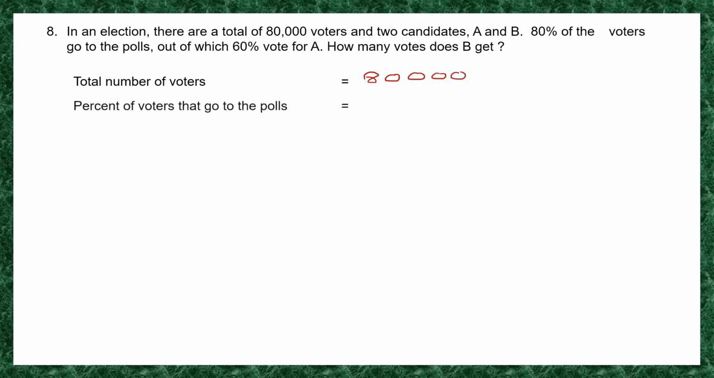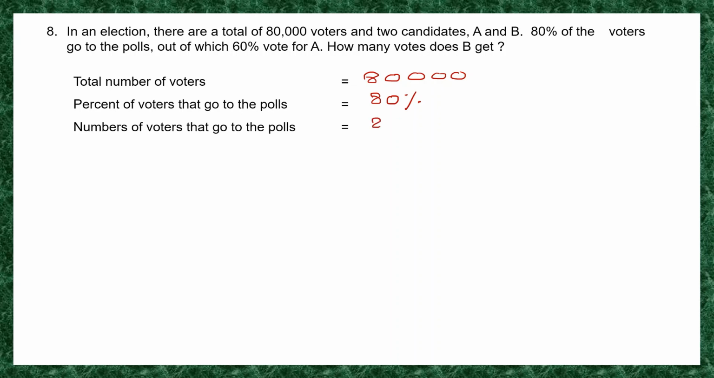Then, percent of voters that go to the polls. Though there are 80,000, only 80% of that goes to vote. So 80% go to the polls. Number of voters that go to the polls. Since we have only the percent, we're going to find the number. So let's do that. 80 by 100 into 80,000.